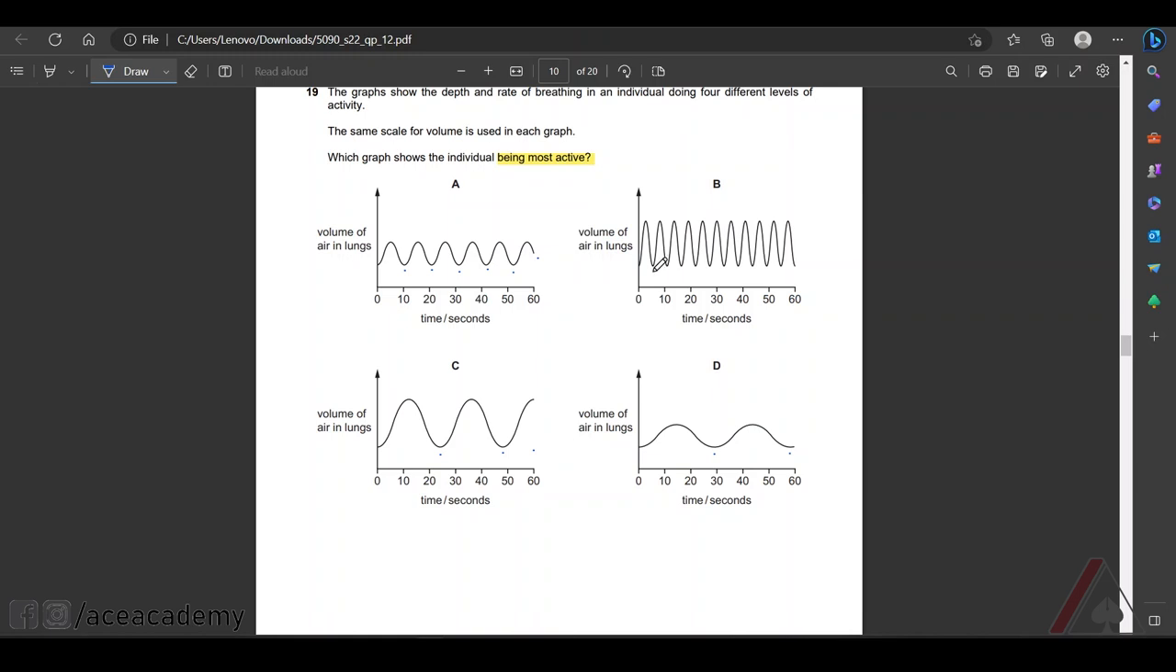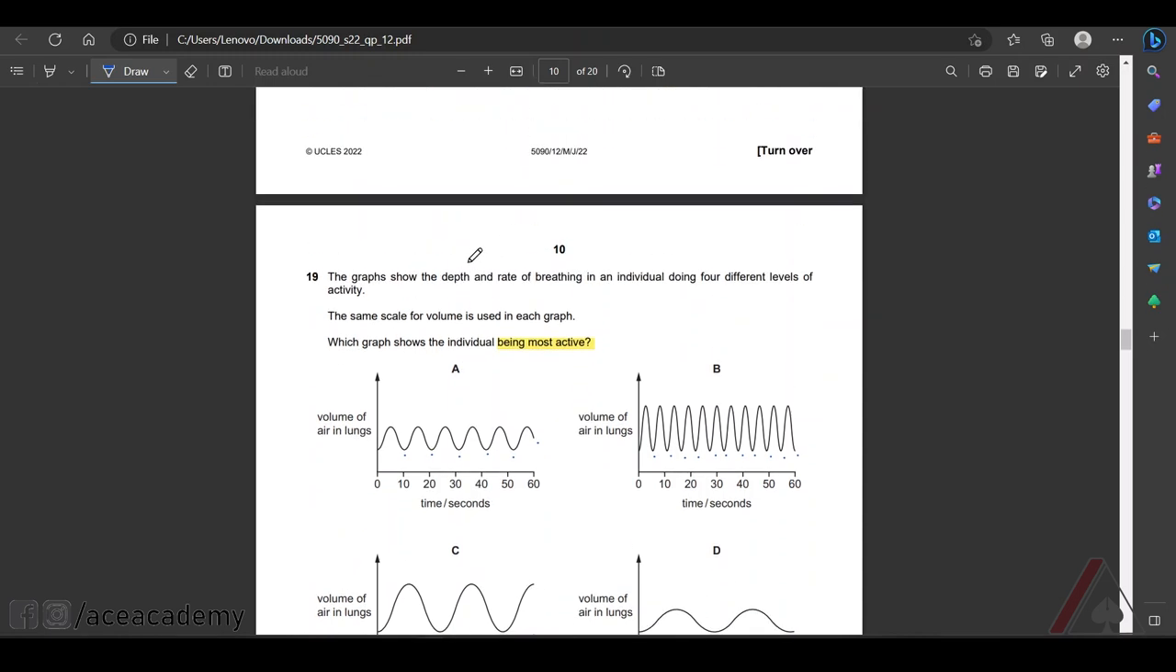Person B has 1, 2, 3, 4, 5, 7, 8, 9, 10, and 11. 11 breaths per minute, so B is more likely to be our answer than A. Option C has 1, 2, and 2.5, so no, that's not higher than 11, that's not our answer, and D is also quite obviously not our answer. B has the highest number of breaths, so person B is being the most active. B is our answer.